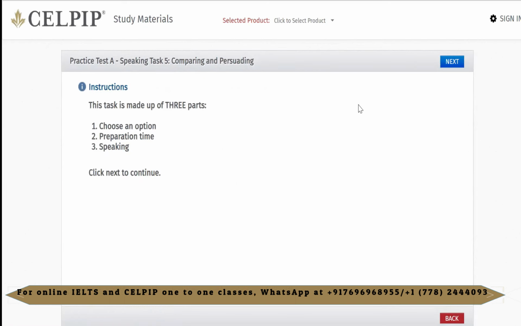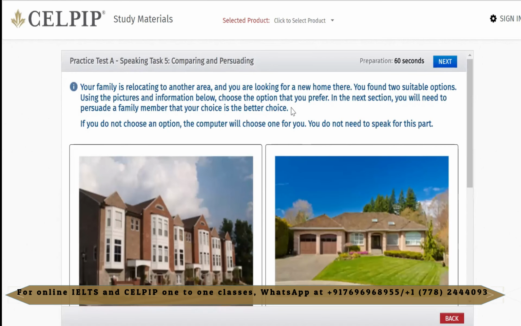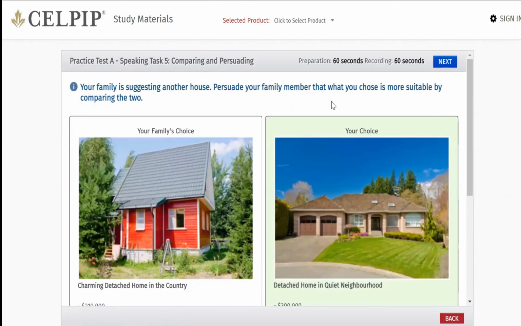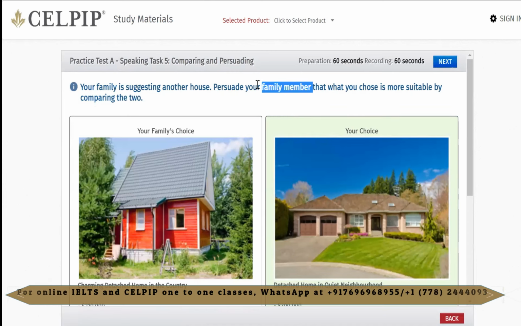This is the fifth task. The fifth task comes in 2 parts. First is comparing and then persuading. In the fifth task, you are going to compare 2 choices and then pick one, and then you go next. And then you are supposed to persuade someone so that you can prove your choice is the right one.